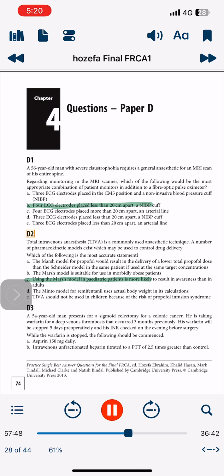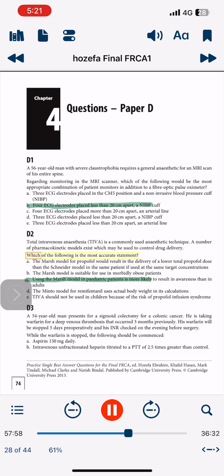D2. Total intravenous anesthesia, TIVA, is a commonly used anesthetic technique. A number of pharmacokinetic models exist which may be used to control drug delivery. Which of the following is the most accurate statement? A. The Marsh model for propofol would result in the delivery of a lower total propofol dose than the Schneider.